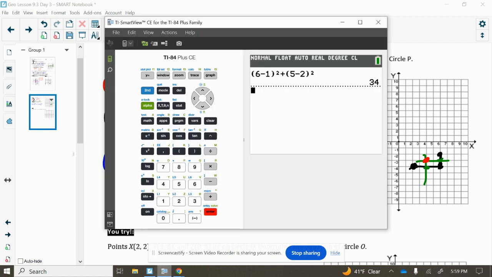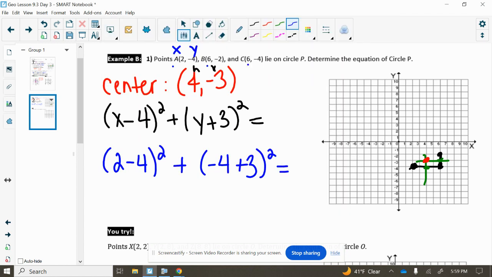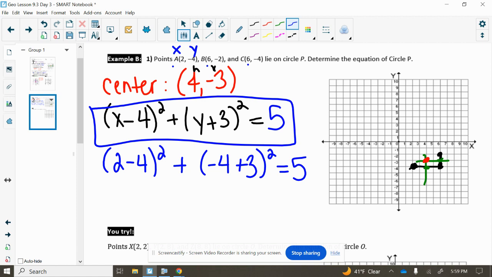And as we simplify this, we end up with 2 minus 4 quantity squared plus -4 plus 3 quantity squared. And we get a final answer there of 5 for your r squared value. So my final equation then would be h and k plugged in, as well as that r squared.